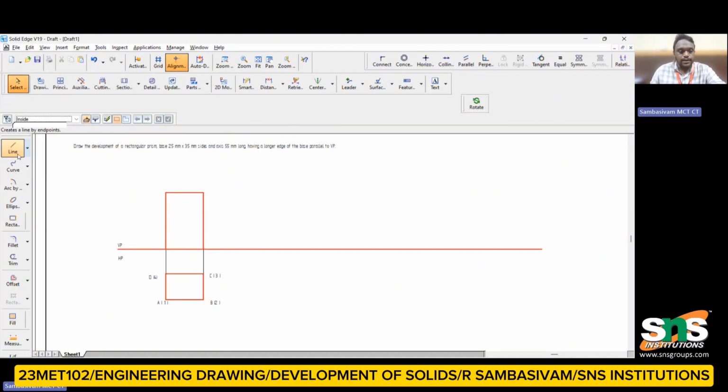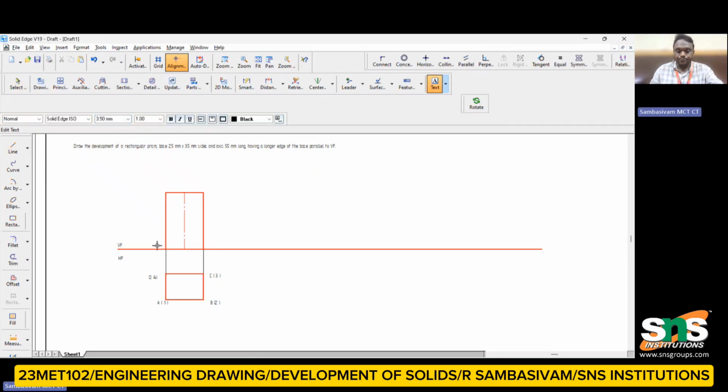As I said earlier, the midpoint has to be drawn. From this point we have to draw the midpoint surfaces. This is nothing but an axis surface. The axis surface has to be drawn like this. The axis line has to be drawn. This is the axis.